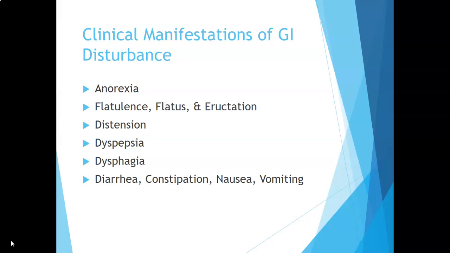Distension is abdominal bloating, typically related to a buildup of gas. So it's different than ascites. Ascites is fluid. Distension is mostly gas.